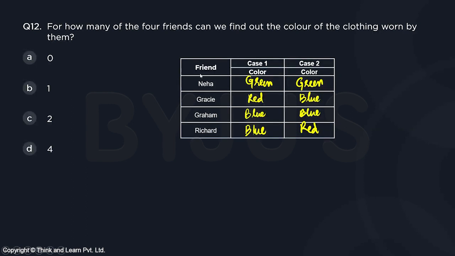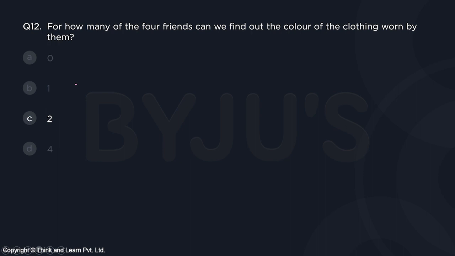Question number 12. For how many of the four friends can we find out the color of the clothing worn by them? So we can see Neha always wears green, Graham always wears blue, and we don't know about Gracie and Richard. So there are exactly two people whose clothing is definitely known to us. So option C.